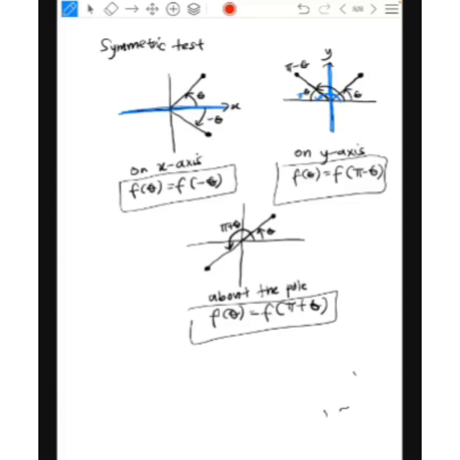Okay. Let's look into question number 10. Use the symmetric test to show that the curves in 9E and G are symmetric about the y-axis.